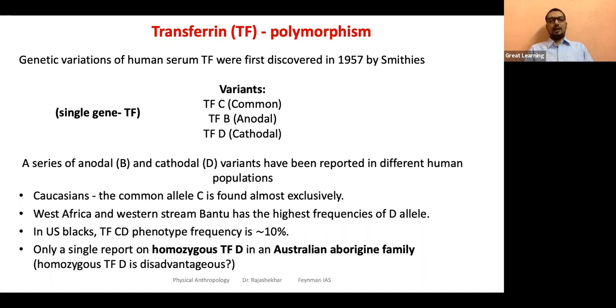B and D are the anode and cathode forms, and another one is called the common one. So like that, B, C, D, three variants. So you write like this: polymorphism here, B form, C form, and D form. B and D are the anode and cathode forms. C is the common form. Okay, the way they are showing the polymorphism is different here, as you notice. It's not necessarily genes and allelic forms.